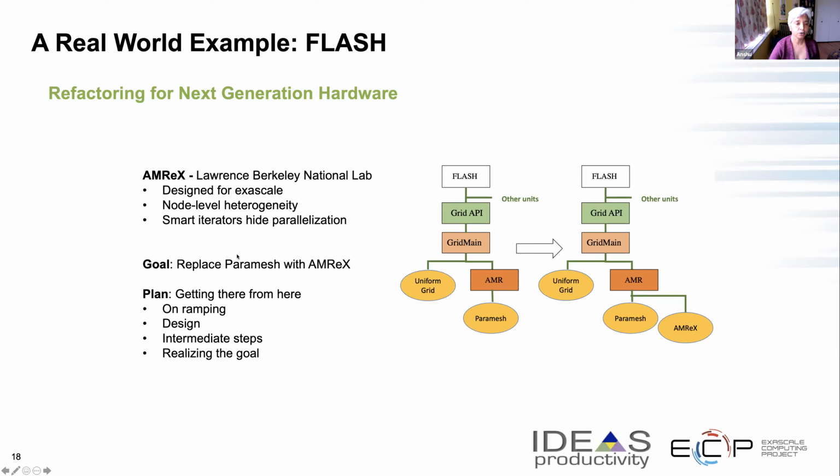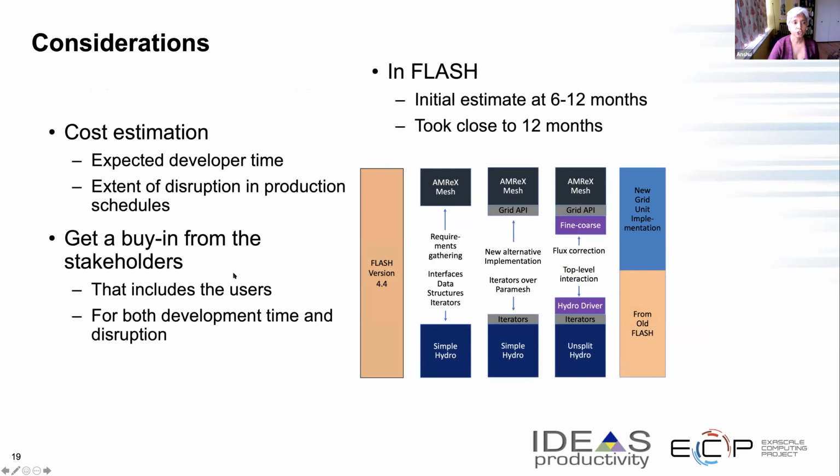So our plan includes figuring out how we get from here to there, what our on-ramping plan is, the design that we need to take into consideration, the intermediate steps, and finally realizing the goal. So this is what the ultimate transition looks like, and I'll go over each stage one by one to give you a feel for the things that we changed.